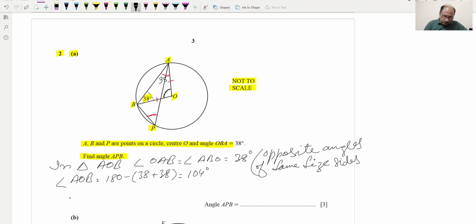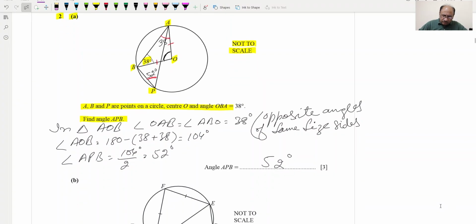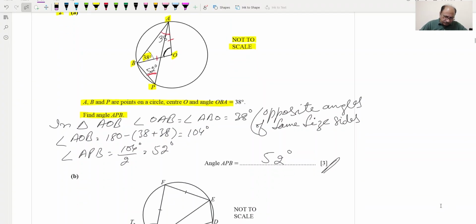Now the angle at the center is double the angle at the circumference, so we can write angle APB will be equal to 104 degrees divided by 2, which is equal to 52 degrees. So this angle will be 52 degrees. We can write over here 52 degrees. So this will be our working which we can provide. This was a 3 marks part which we have done.